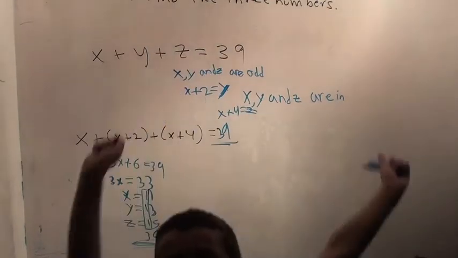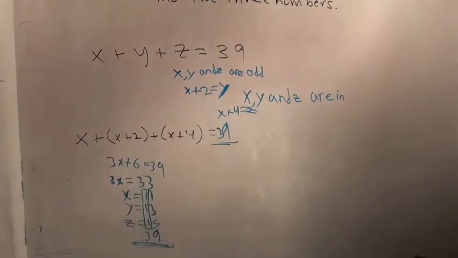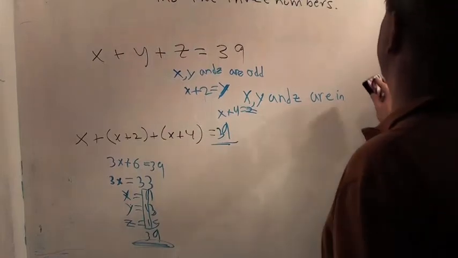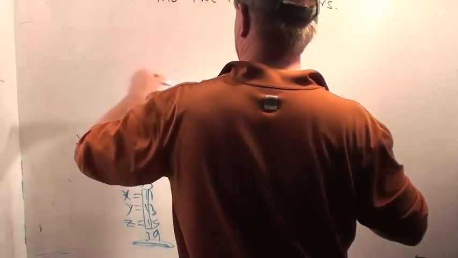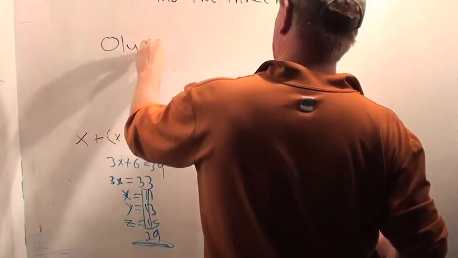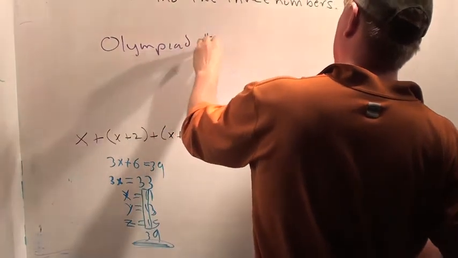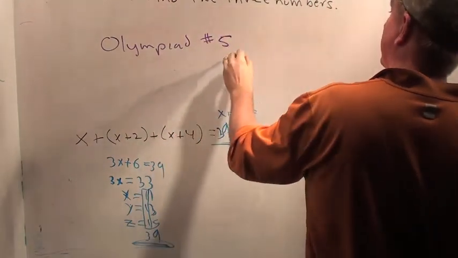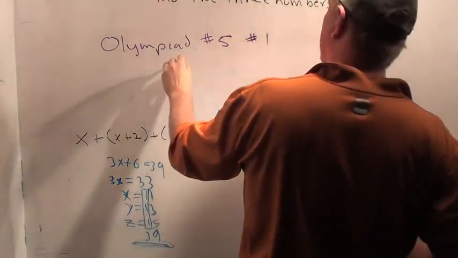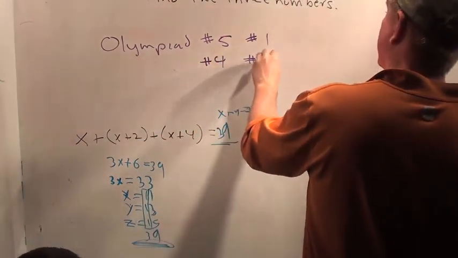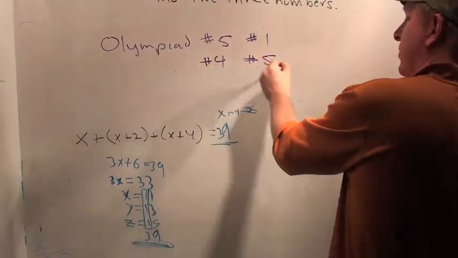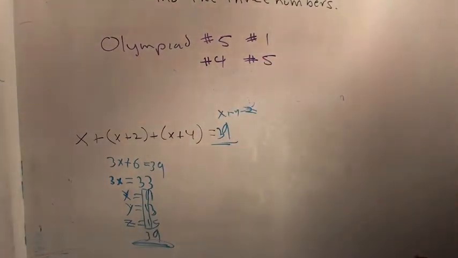Great job, sweetie. The two homework assignments are Olympiad 4 number 5 and Olympiad 5 number 1. It would be funny if it were Olympiad 4 number 5 and Olympiad 5 number 4. Olympiad 5 problem number 1 and Olympiad 4 problem number 5. Those are the two homework assignments.